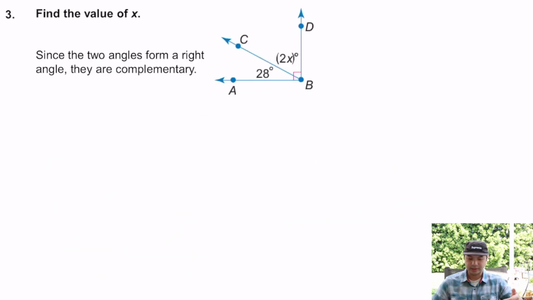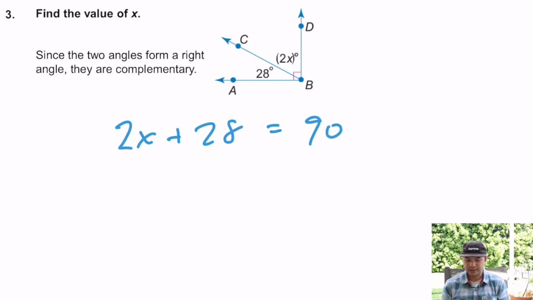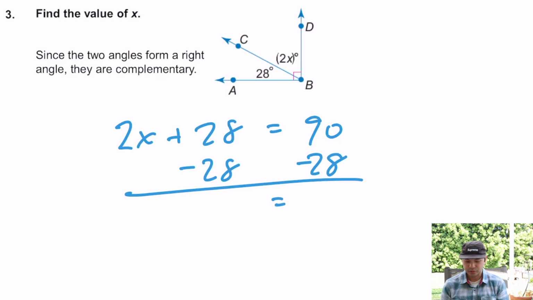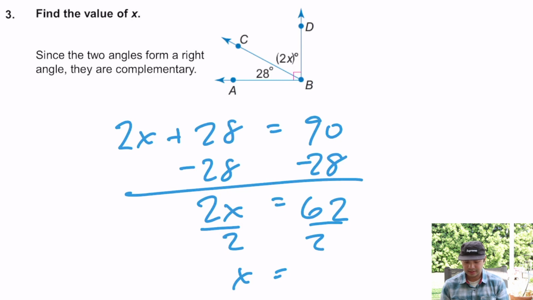Right here you have find the value of x. Since the two adjacent angles form a right angle, they are complementary, which means that those two things equal 90. So same idea. You have this 2x angle. If you add it to 28, that's going to equal 90 degrees. And then this is just a two-step equation. You solve for x. You subtract 28 from both sides. Okay, so you have 2x equals 62. Then you have to isolate the x. This is 2 times x, so you divide both sides by 2. And x is going to equal 31.